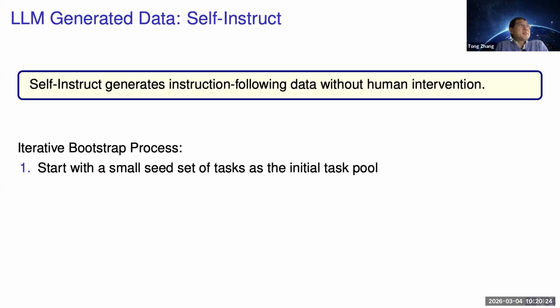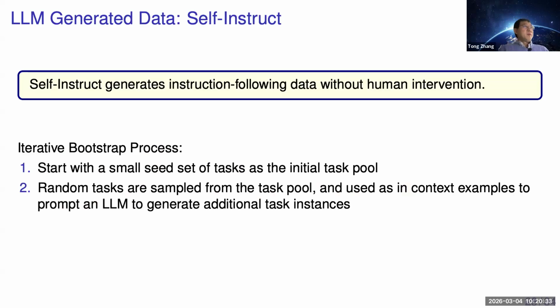Start with a small seed set of tasks as an initial task pool. These are task descriptions and so on. Random tasks are sampled from the task pool and used as in-context examples to prompt the LLM to generate additional task instances.